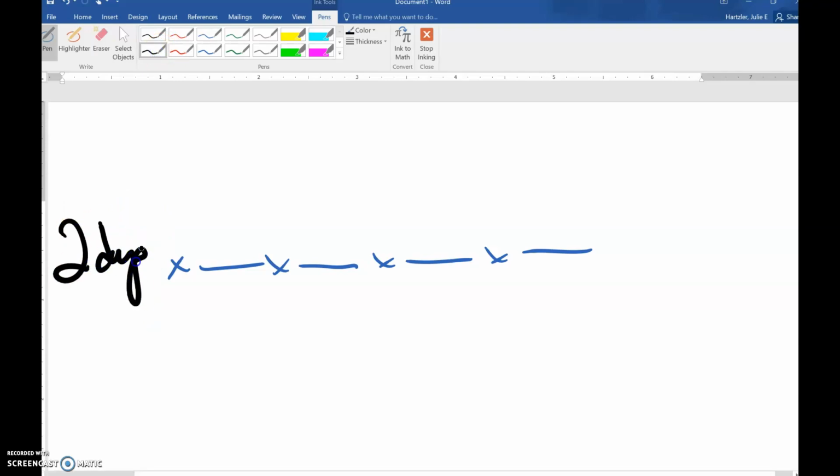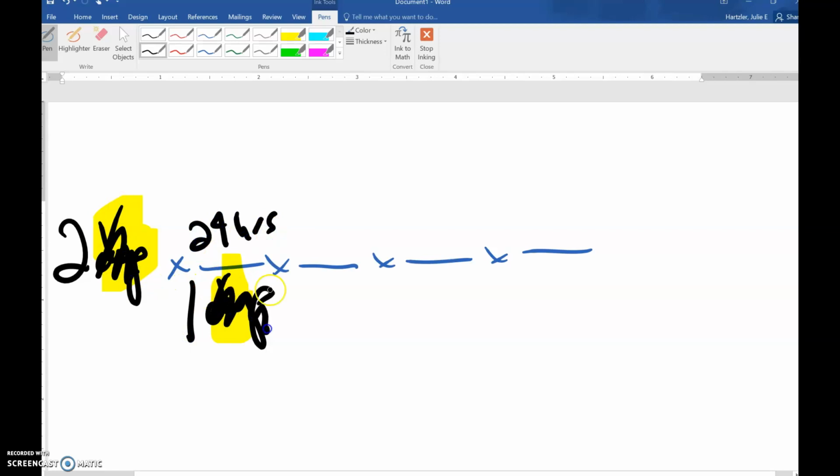Okay, so 2 days. Days is on top, so I know I need days on bottom to cancel. And I know that 1 day has 24 hours. So I'm going to put 1 day here, 24 hours here. And again, match your labels. These cancel. All right, so now I'm in hours, and I don't want that either. So hours are on top, so I'm going to put hours on bottom. And that goes to minutes.